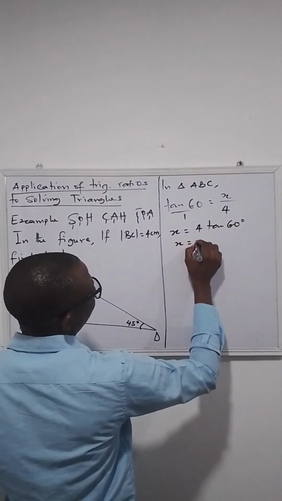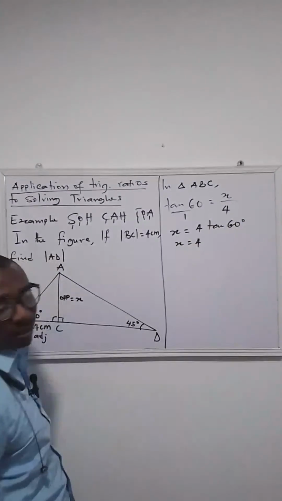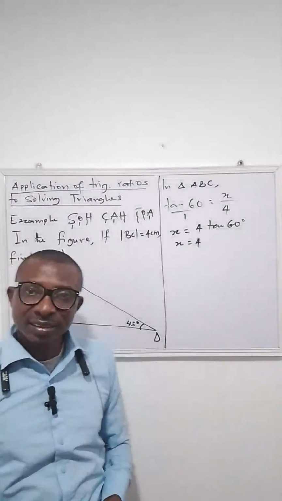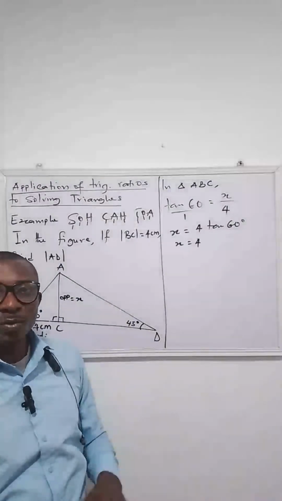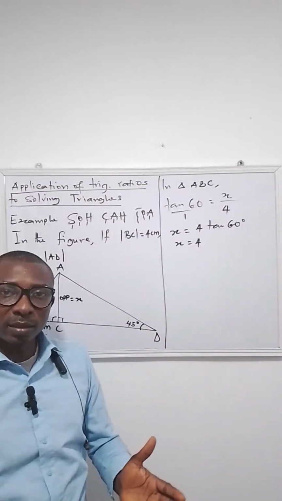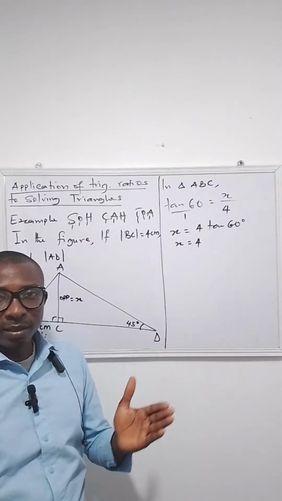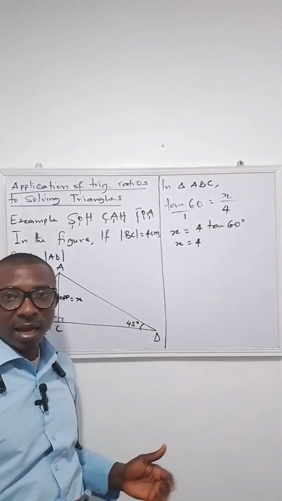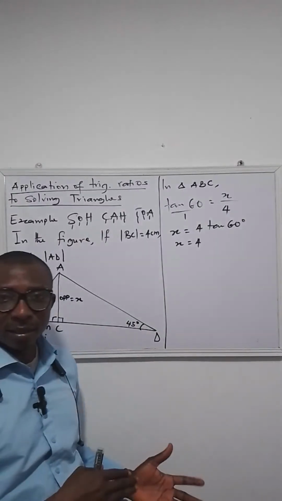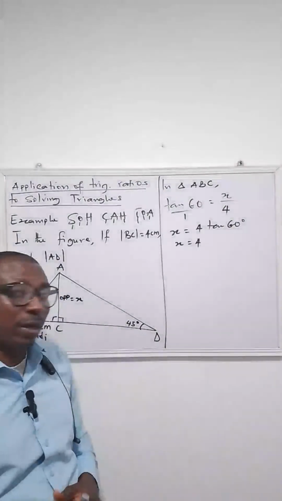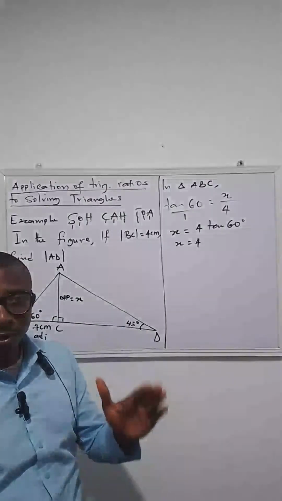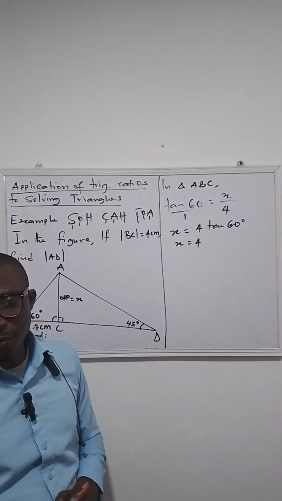So x equals 4 tan 60 degrees. When you see 60 degrees, it's a special angle. Don't forget, the last time we looked at what tan 60 degrees is, what tan 45 degrees is, and tan 30 degrees. They are all special angles. If you were not in the last class, you can go through my previous video.